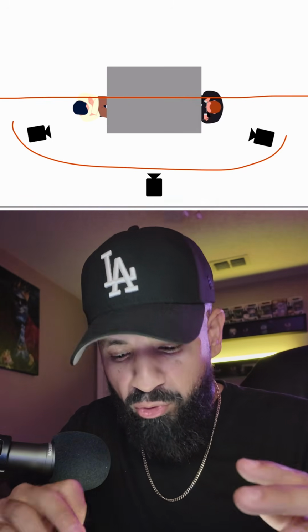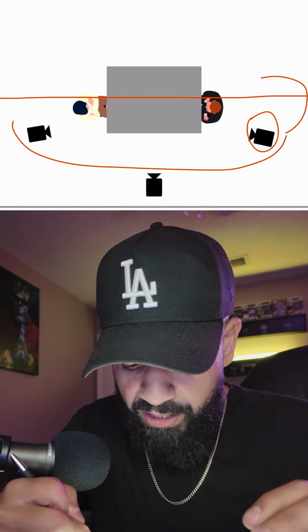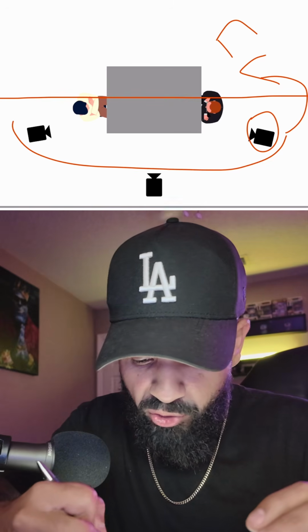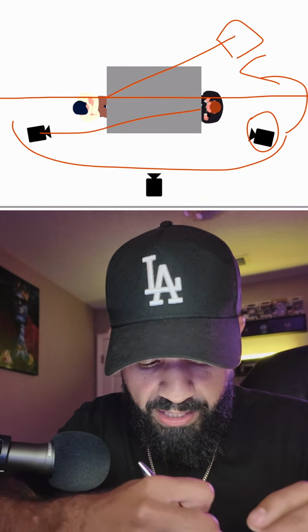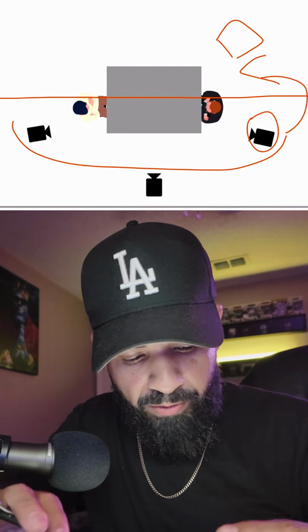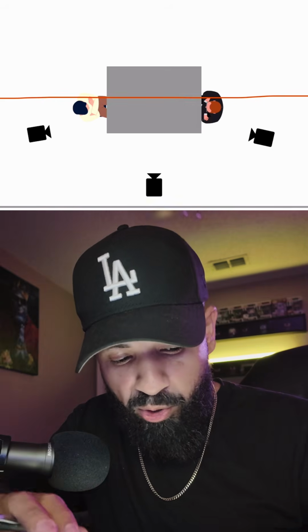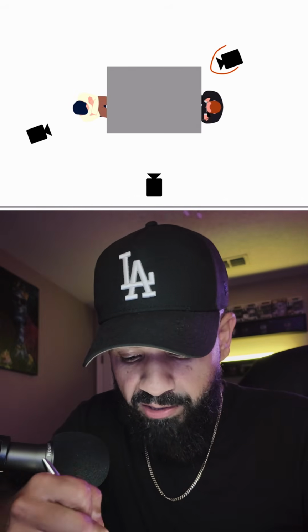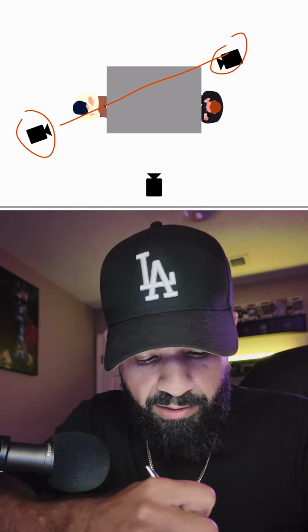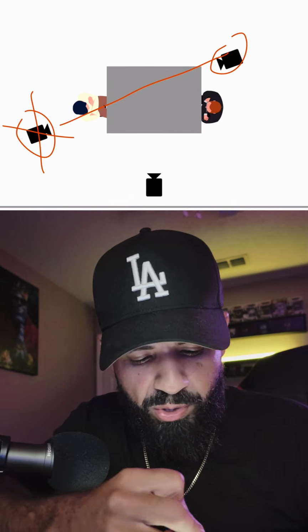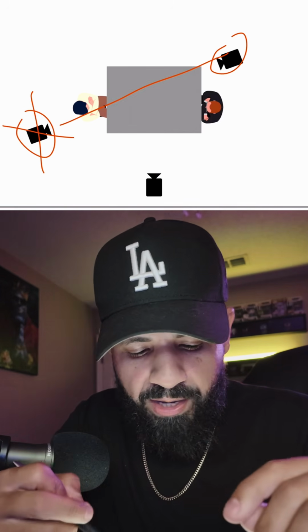Now, breaking the rule is taking one of these cameras and moving it to this side so it could film this guy from here and then this guy like this. First of all, I'm going to show you why that won't work in this situation. One of the major issues is that if you put this camera here, you're going to see this camera here. So let's say that we were shooting this with just one camera.